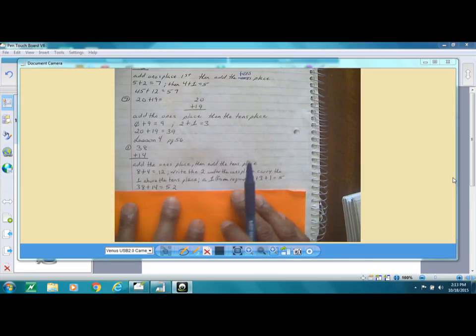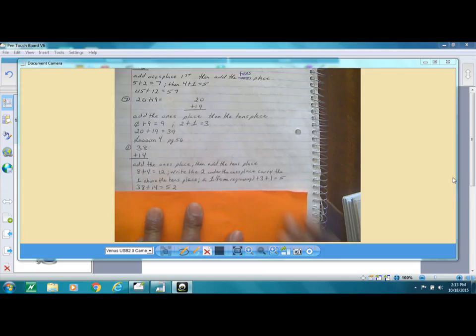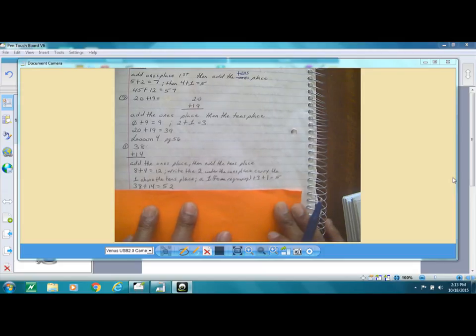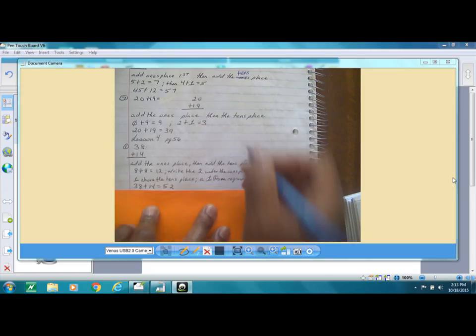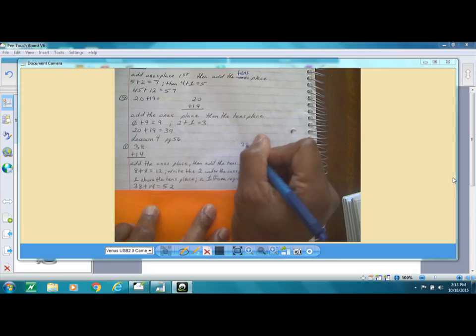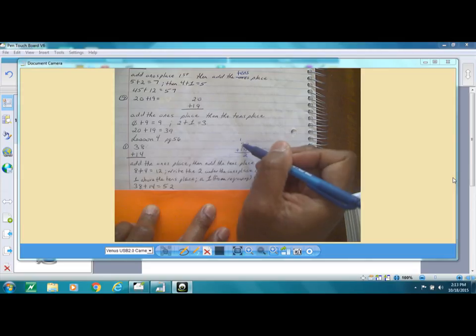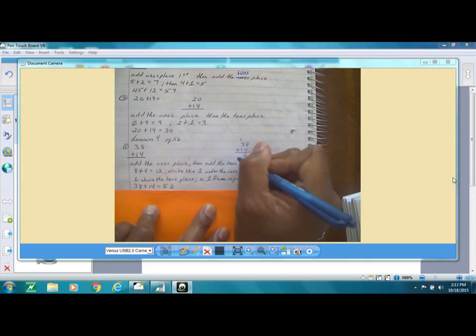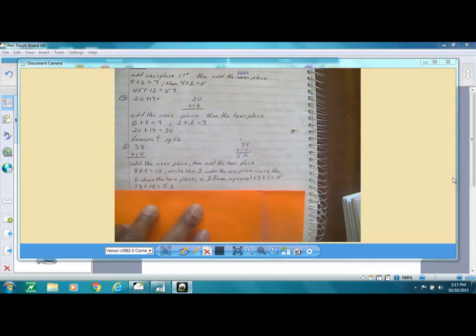And please don't forget, you should be writing some of these things. I'm stalling right now a little bit to give you a chance to write what we need to have written. You don't have to write all these notes, but on your paper, you definitely should have 38 plus 14. 8 plus 4 equals 12. Carry the 1. 1 plus 3 is 4. Plus 1 equals 5. Your paper should have that.